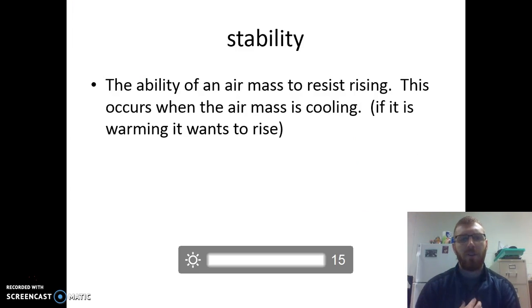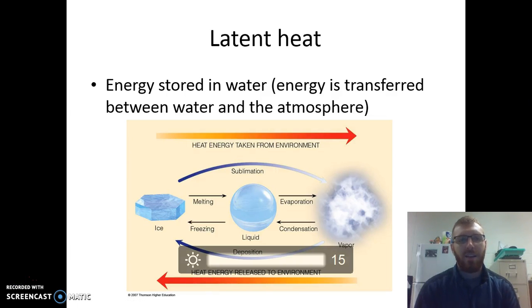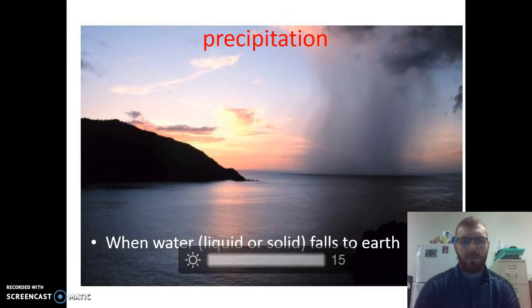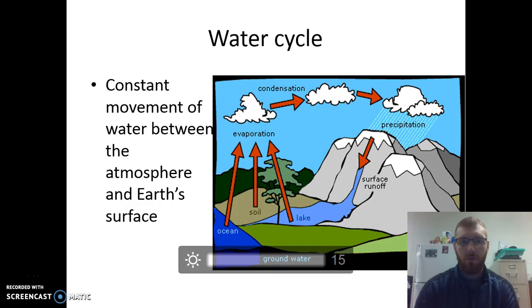We have stability, which is the ability of an air mass to resist rising. This occurs when the air mass is cooling and warming if it wants to rise. Okay, latent heat is the energy stored in water. Coalescence is when cloud droplets collide and make larger droplets. Precipitation is water, either liquid or solid, that falls to the earth, so it's rain, snow, sleet, or hail.